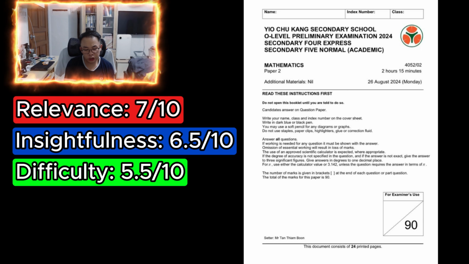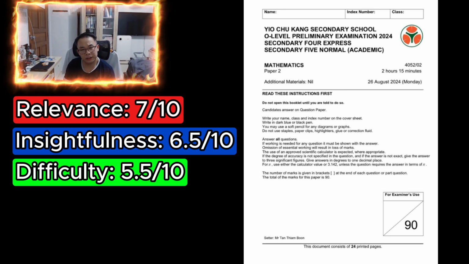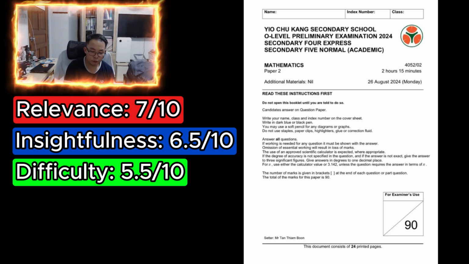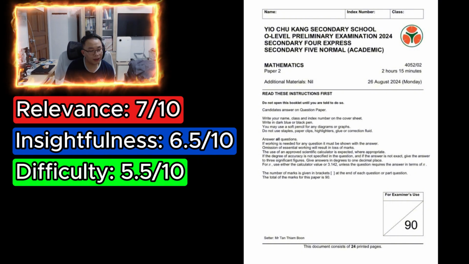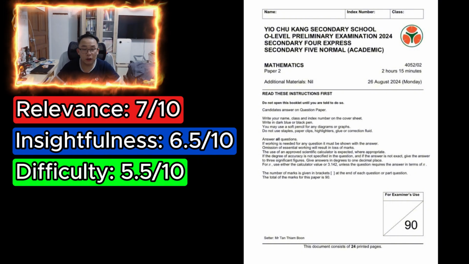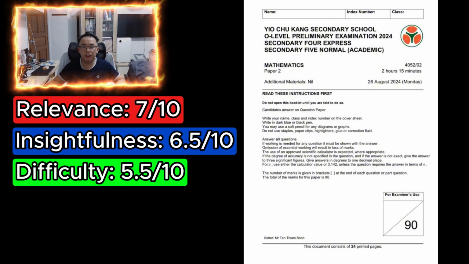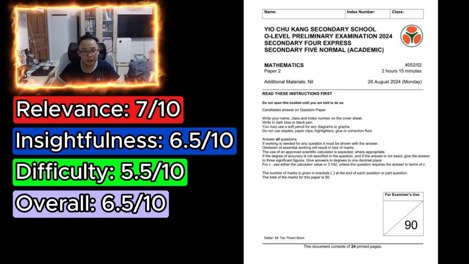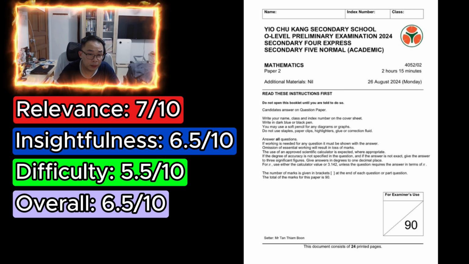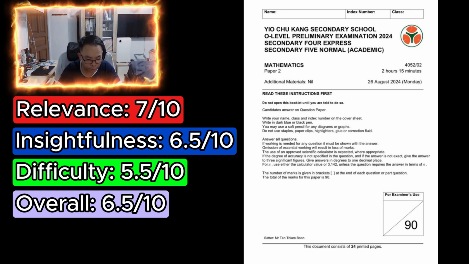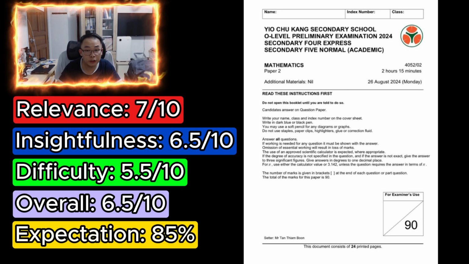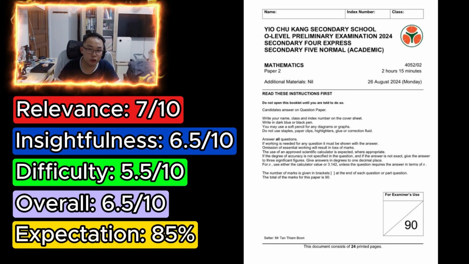This paper is generally smooth sailing, is rather relevant, it's going to feel like a 10-year series, although the older version of it. It has all the basic elements I look for in a typical prelim paper, but clearly not the best. And hence, the overall score of this paper will be given a somewhat above average 6.5 out of 10. And if I had a student who had to sit for this paper under exam condition, a fair expectation from me would be 85% in order for her to score an A in her actual O-levels.